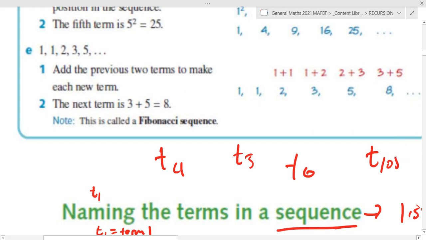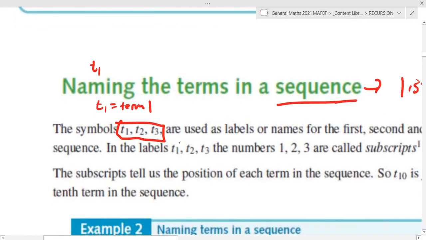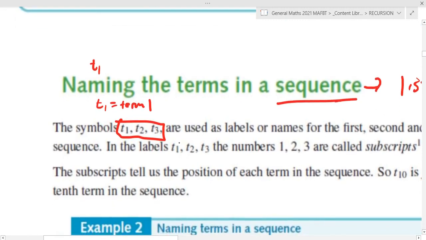Yes, Bella. Yes, T1 is just referring to the first number. T0 is referring to the starting number. It's different. It depends on what you're doing mathematically, but that'll come later on when we start working with different questions. But for now, just understand T1 is the first number.